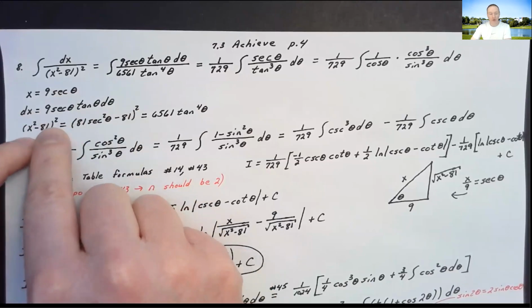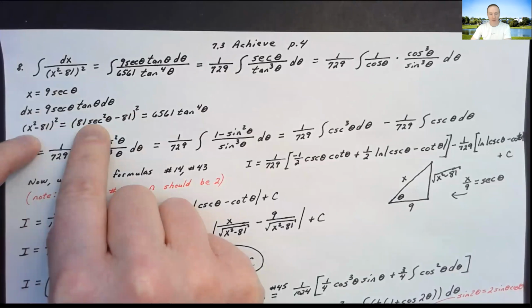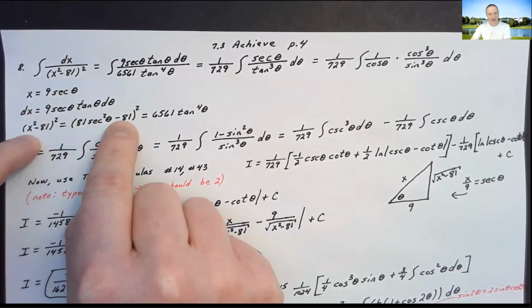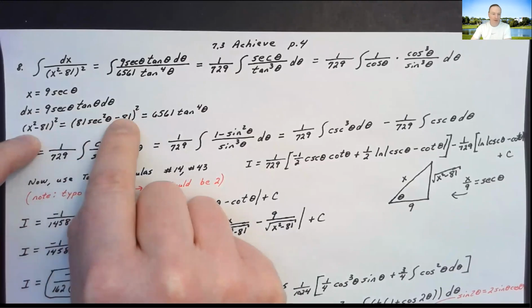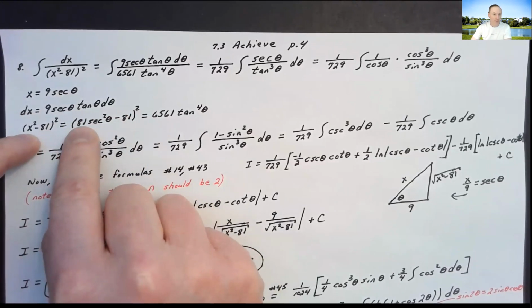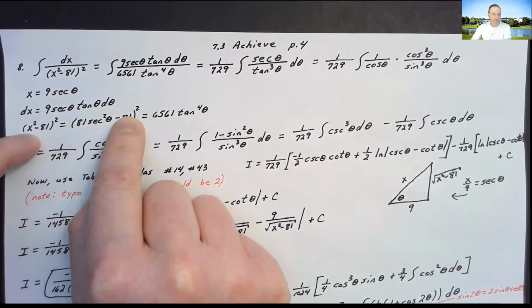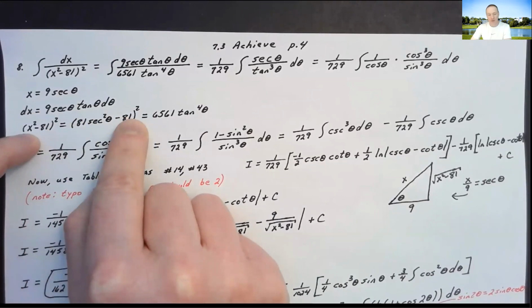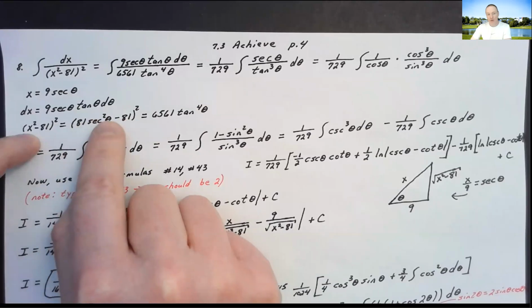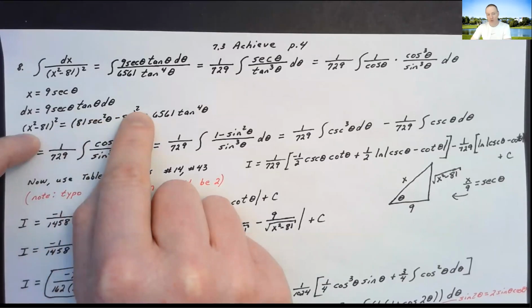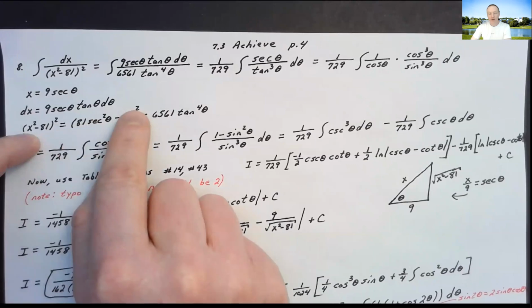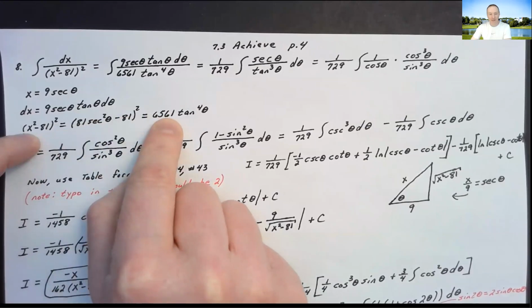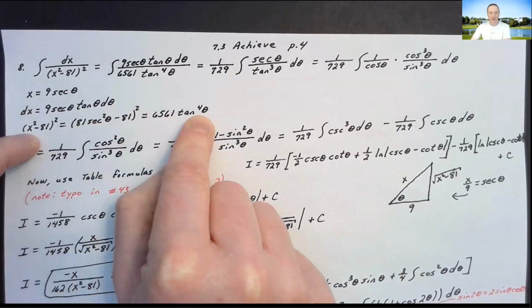Now I go ahead and show what that denominator is going to equal. (x squared minus 81) quantity squared becomes (81 secant squared theta minus 81), and all of that group is squared. Well, I know the inside, factored, would be 81 times (secant squared minus 1). Secant squared minus 1 is tangent squared, so the inside is 81 tangent squared, and then you have quantity squared. So I had to square 81. 81 squared is 6561, then squaring tangent squared, I get tangent to the 4th.